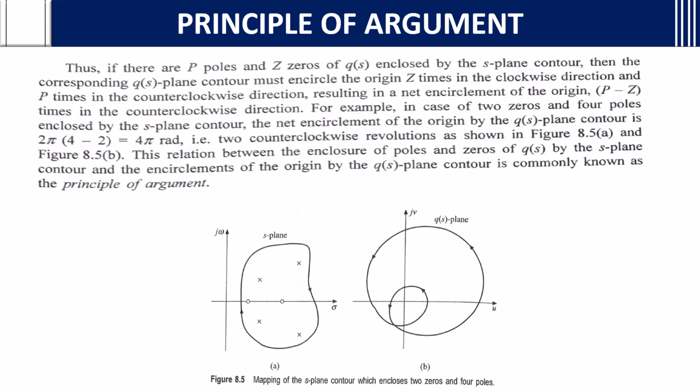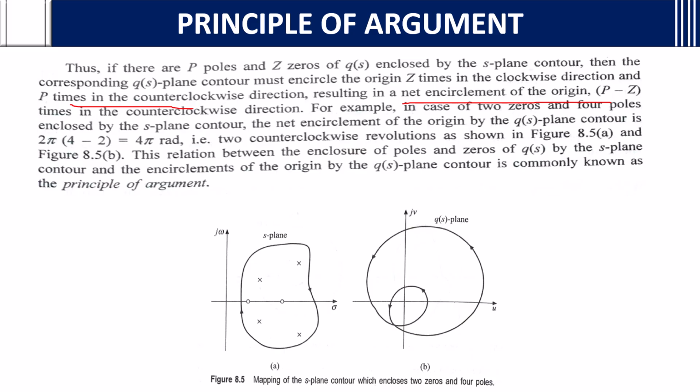Thus, if there are poles and zeros enclosed by the S-plane, then the corresponding Q of S plane contour must encircle the origin Z times in the clockwise direction and P times in the counterclockwise direction. For example, if 2 poles are there, it will go 2 times anticlockwise, and if there are 2 or 3 zeros, it will go 2 or 3 times clockwise, resulting in a net encirclement of the origin of P minus Z.